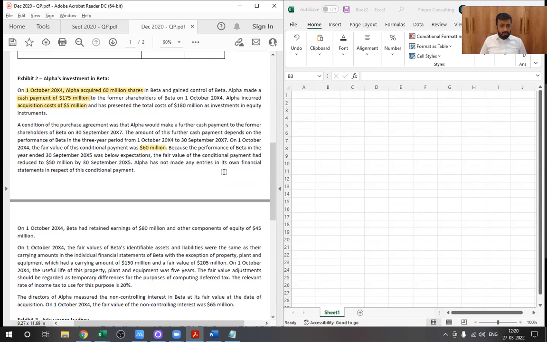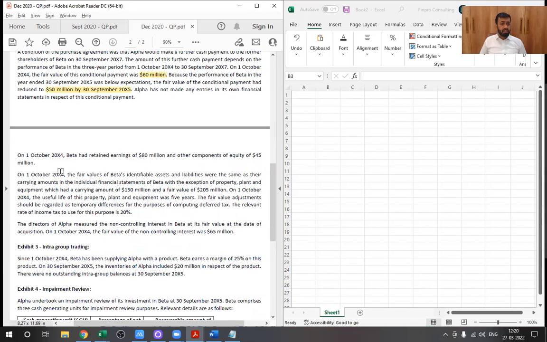Because the performance of Beta in the year ended 30th September 20x5 was below expectation, the fair value of the conditional payment has been reduced to 50 million by 30th September 20x5, the balance sheet which we are preparing. Alpha has not made any entries on its own for the financial statements in respect of this conditional payment. It is in the consolidated financial statements that they have to give effect now. It is not given in the standalone financial statements. Ideally, it should be given, but they have not given it.